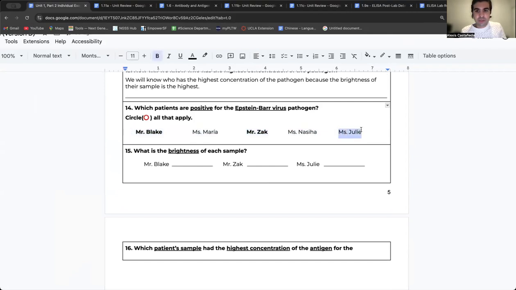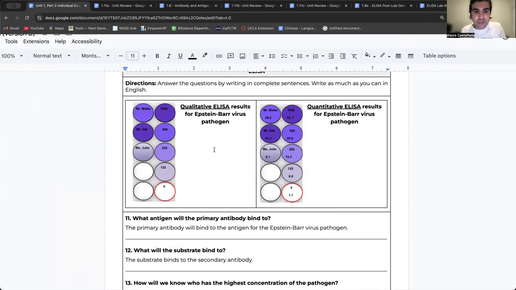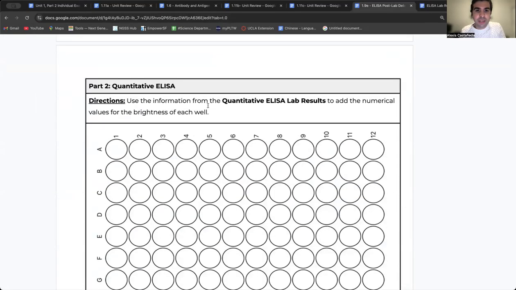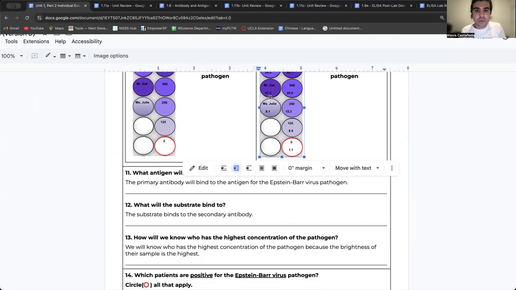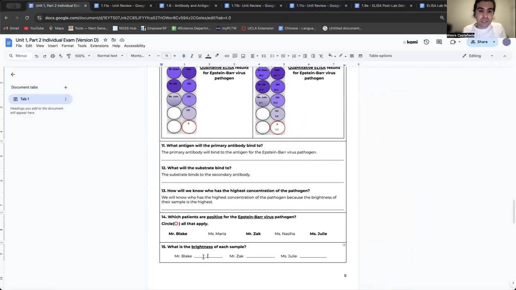Okay. Now it's asking us what was the brightness of each sample. The brightness is the numerical answer. We also did this on number 4 in 1.9e. In this case, Mr. Blake is 28.2, Mr. Zach is 41.2, and Miss Julie is 9.1. So Mr. Blake has a brightness of 28.2, Mr. Zach has a brightness of 41.2, and Miss Julie has a brightness of 9.1.